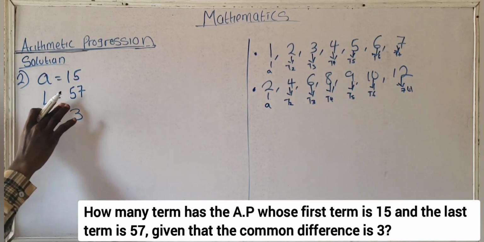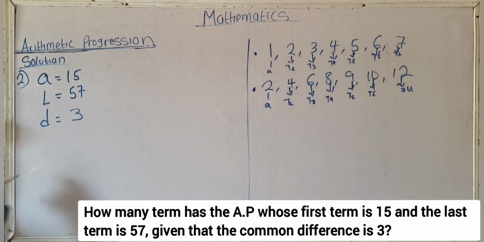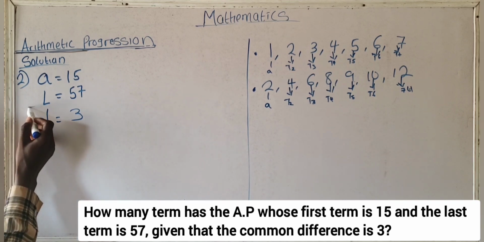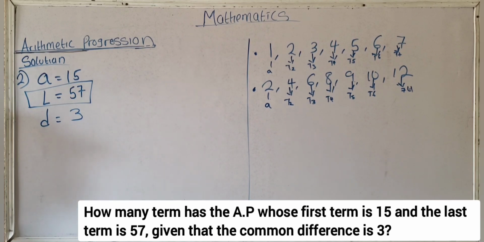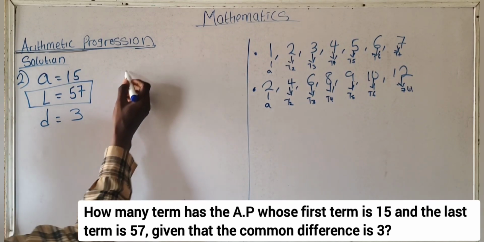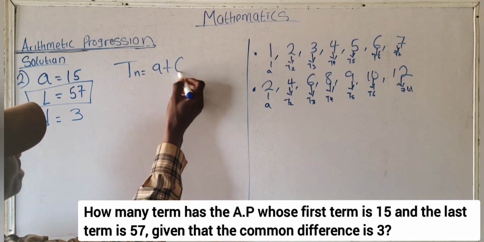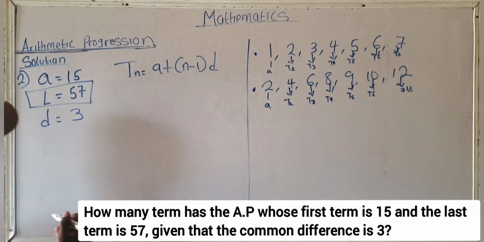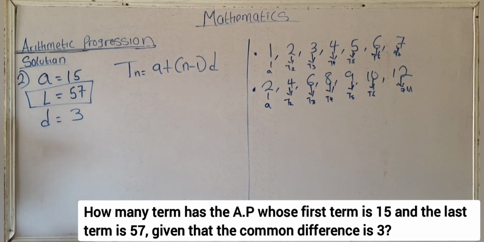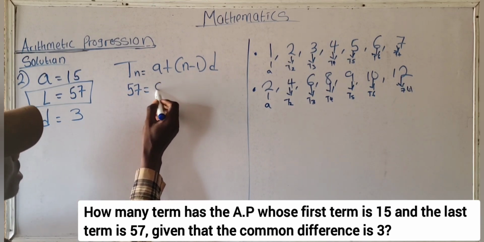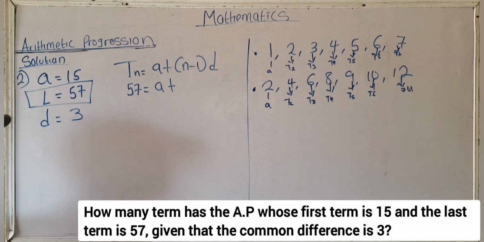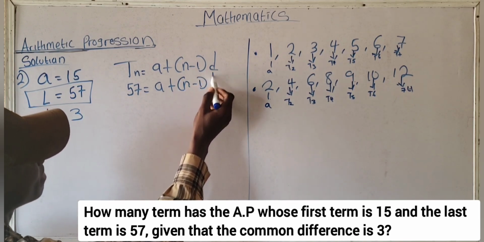The value of the last term is what? 57. Okay? Now, to get the number of terms that the sequence contains, we are going to use the last term. We are going to use this value. Just pay attention. Recall that the nth term for an arithmetic progression is given by this formula: Tn equals a plus n minus 1 multiplied by d. Because we've been given that the last term is 57, I'm going to replace Tn by 57. So I'm going to have 57 equals a plus, I don't know the value of n, so I'm going to leave it, n minus 1 multiplied by d.